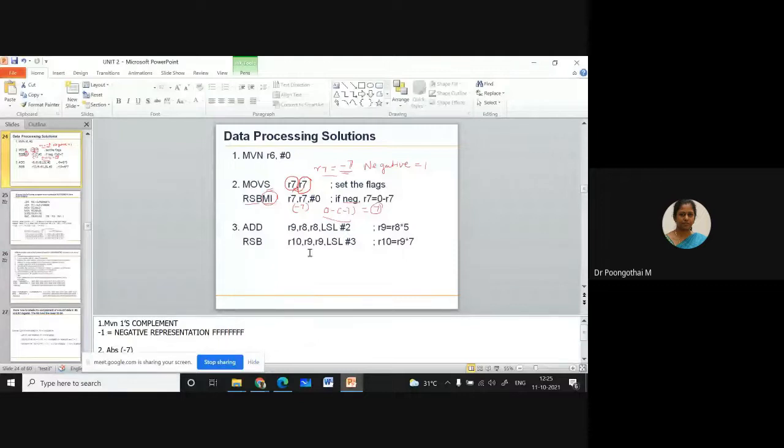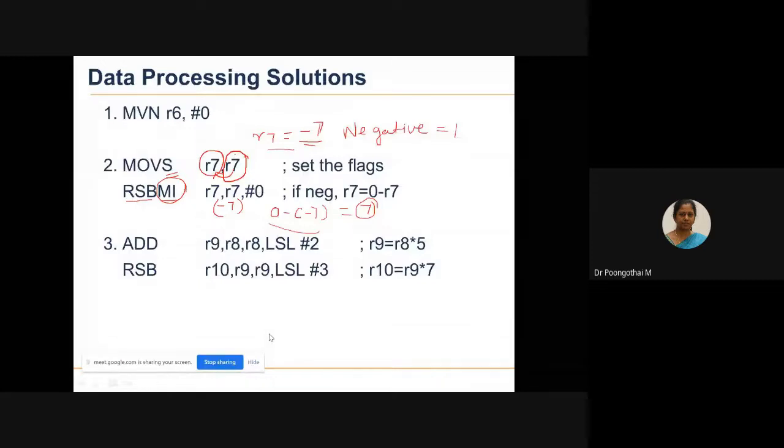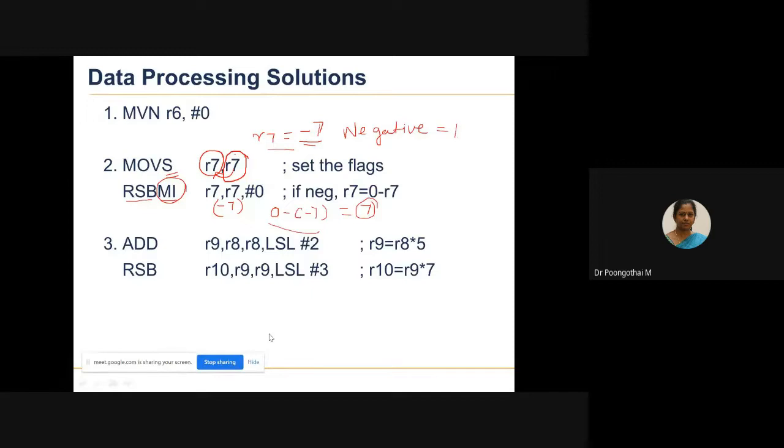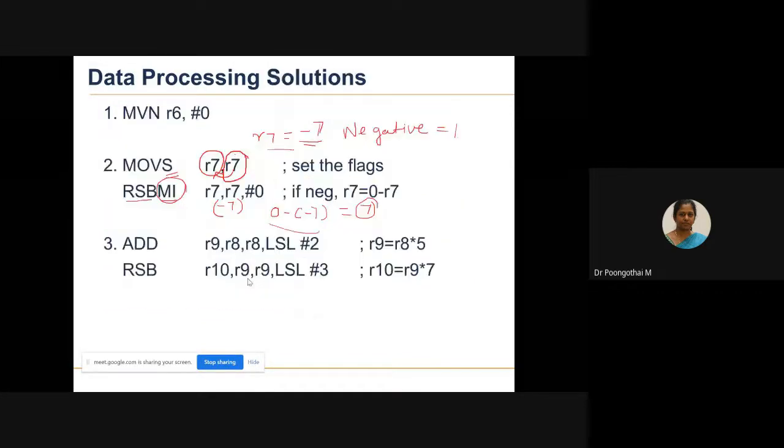So what is your inference? What is the question given here? Multiply a number by 35. For that you have to use only two instructions, and the clock cycle is also given. If you use the multiply instruction, it takes more clock cycles. In order to avoid that, you should use the parallel shifter component by incorporating add and reverse subtract. I will explain this.